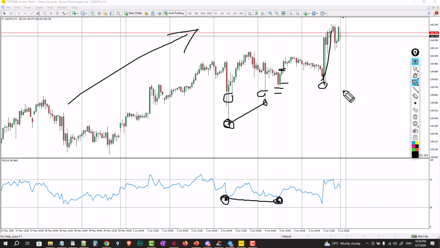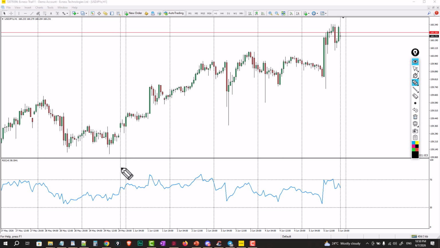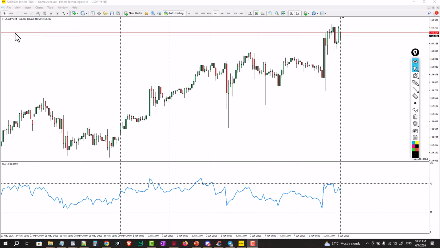But before we end the class, I would want to quickly do a recap of what we talked about. Okay, divergence is when you have price and the oscillator, it could be any oscillator, relative strength index, stochastic oscillator, MACD, any of the oscillators. So when you have price doing one thing and the oscillator doing a completely different thing, that is what is known as divergence.